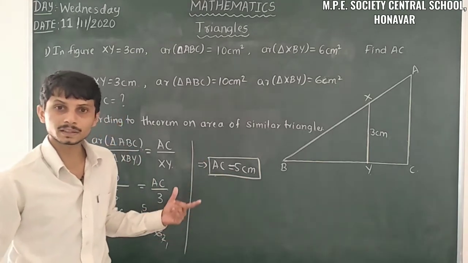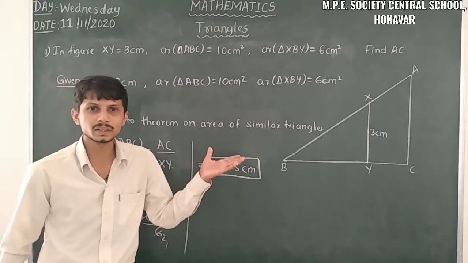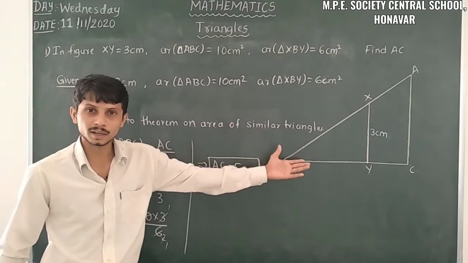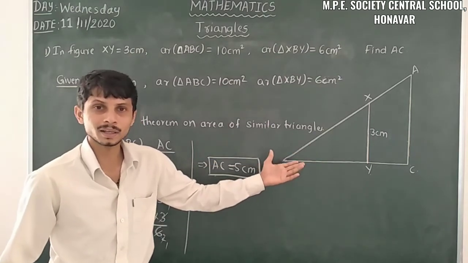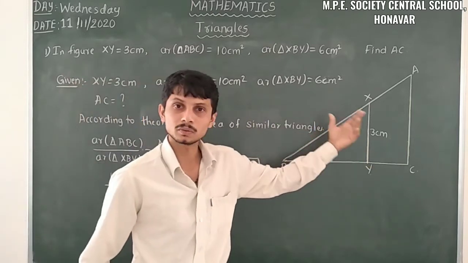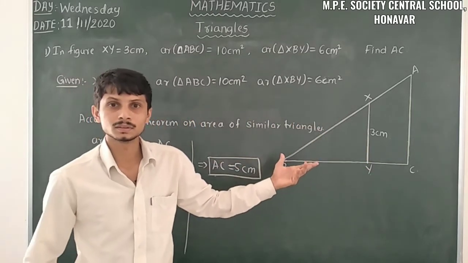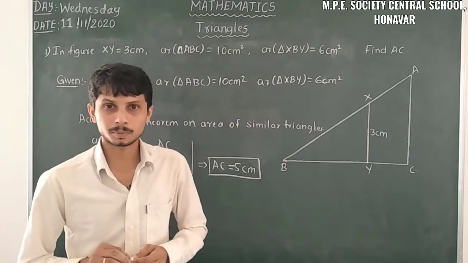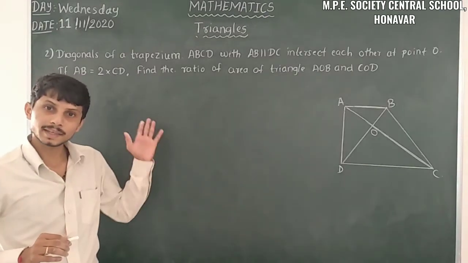So this is the method of solving a problem. I think it is very easy to calculate. We have the area of triangle ABC and the area of triangle XBY, and one of the sides, so we can find out the other sides. So let us move on to the next problem. Let us take the second problem.